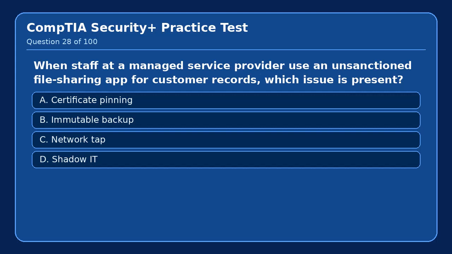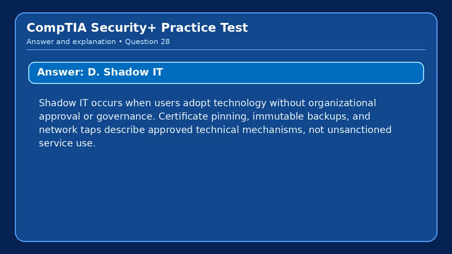The answer is A. Credential stuffing. Credential stuffing relies on reused credentials from other breaches to gain access to different services. Birthday attacks target hash collisions. Zone transfers expose DNS data. And authentication floods target wireless availability.